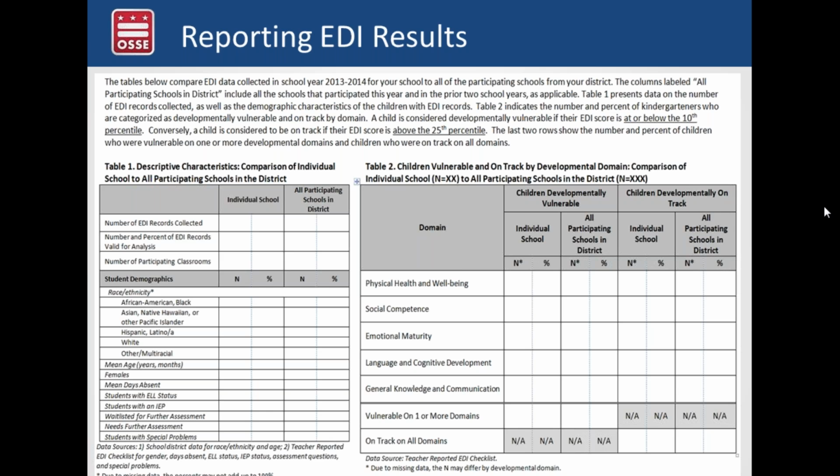And so a school could see what percent of children are developmentally vulnerable in each of the 5 domains and what percent of children are developmentally on track. And I'll give you a little bit better definitions for what that means in a minute. Next slide. And Lisa, we actually have a question.